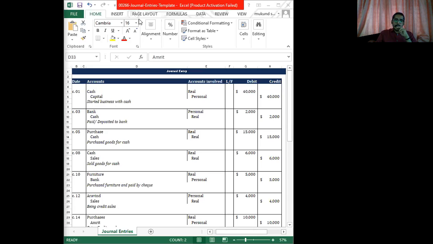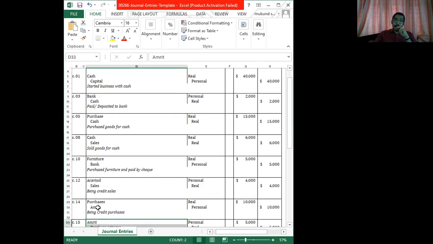Coming to December 14th, purchase goods from Amrit rupees 10,000. We are purchasing goods on credit. So what is the transaction? Purchase account debtor to Amrit. Purchase is a real account, and why are we debiting purchase? Because what comes in? Stock comes in. And we are crediting Amrit because he is our creditor, right?